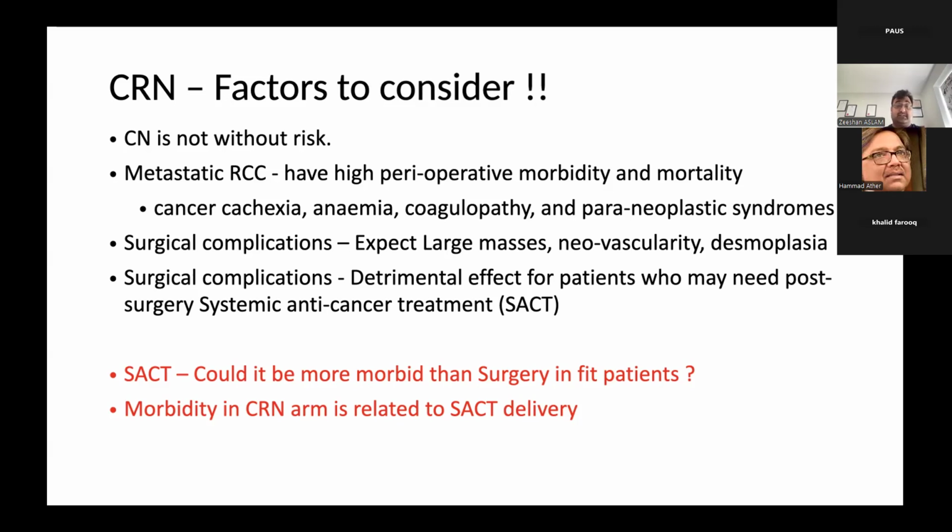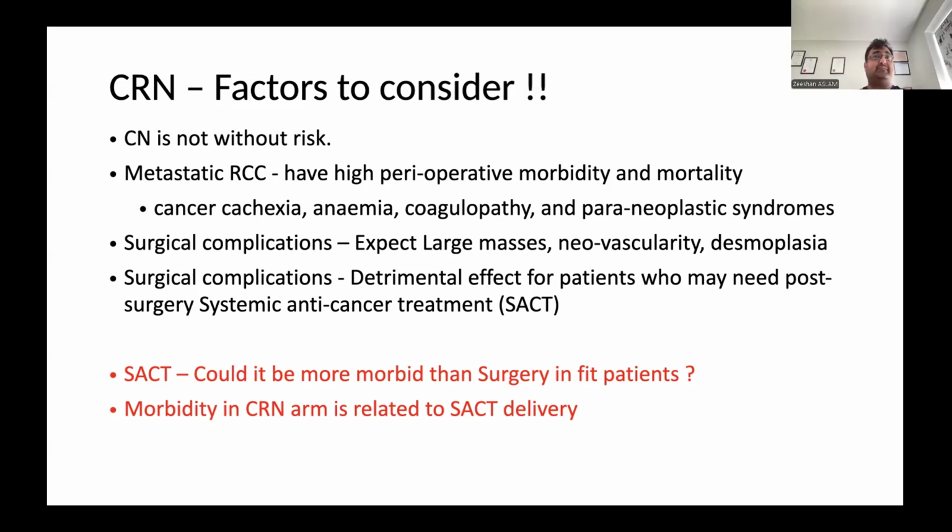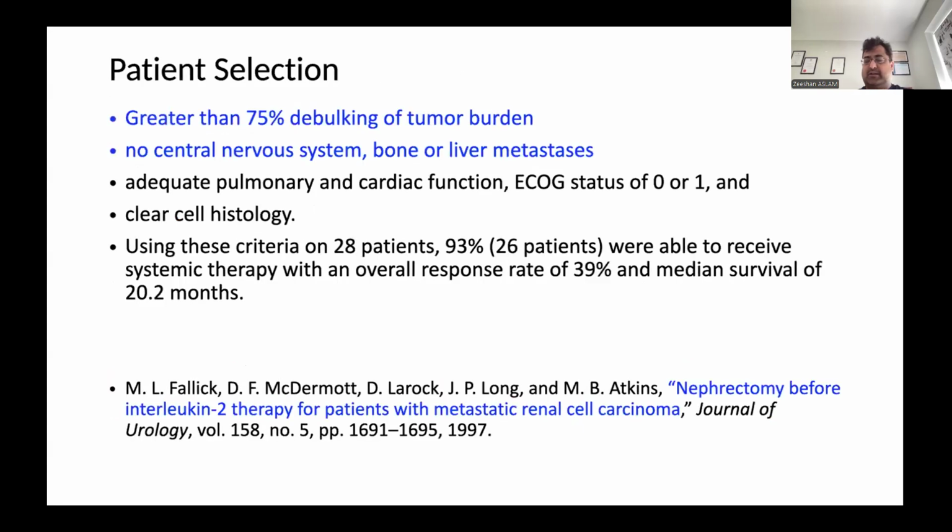But a question which we often ask is: could SACT be more morbid than surgery in fit patients where your procedure goes well? This is not just my personal opinion. Often I work with oncology colleagues who have these opinions as well, that if patients have cytoreductive nephrectomy and do not have a large metastatic load, then they can avoid or delay SACT as much as possible. Often in clinical trials, it has also been noted that the morbidity in the CRN arm could be related to the SACT delivery which the patients went on to receive after that. So these are the things we have to balance about oncological care, while making sure we are not increasing morbidity because of the surgery, which would delay the treatment and have a harmful effect in terms of oncological benefit.